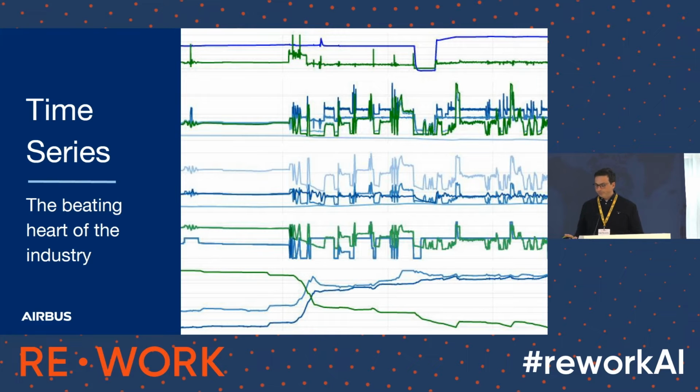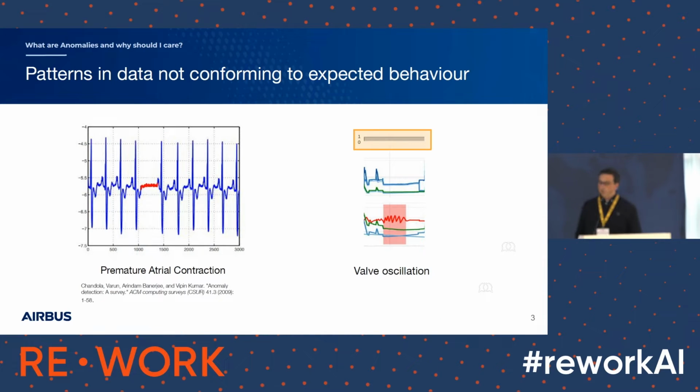The next topic I'm speaking about is anomaly detection. So what are anomalies and why do we care? These are patterns in data not conforming to expected behavior. You can see on the left a time series most of you know about. It's an electrocardiogram, which you get if you go to the doctor to check your heart. You can see the pattern in blue, and this is the pattern you expect. Then you see something in red there. It's a pattern which is not expected, and it corresponds to a real medical condition.